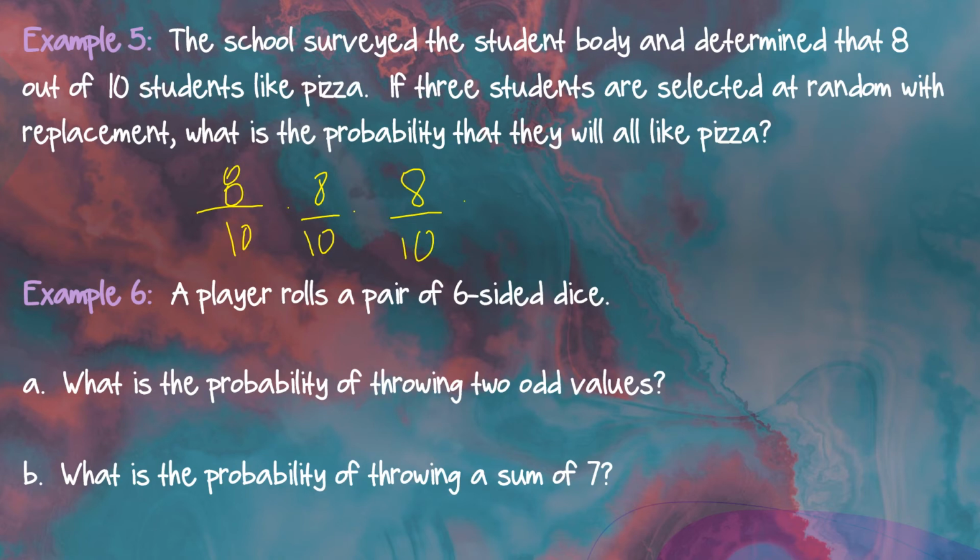So 8 times 8 times 8 is 512. 10 times 10 times 10 is 1,000. And this does simplify to 64 over 125.